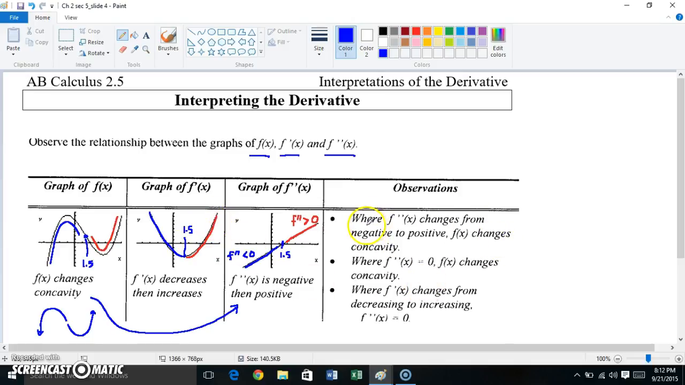Okay, so we've talked about these three things, where f double prime changes from negative, 0, positive. That's where our graph changes concavity. In our case, it's concave down to concave up. Where f double prime of x equals 0, that is the specific location of the change in concavity, and we call that point on our function an inflection point.